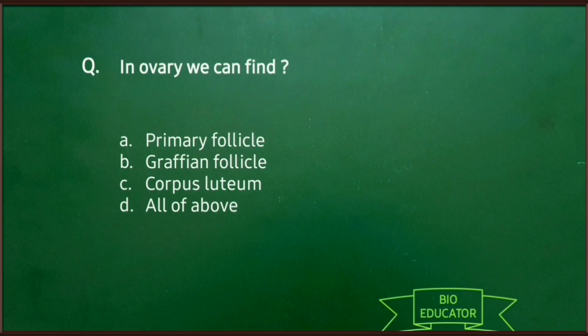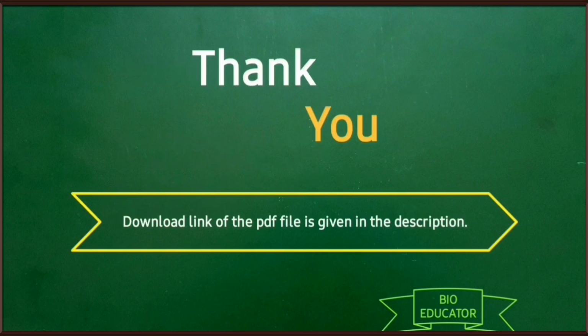The last question. In ovary we know that we can find primary follicle, secondary follicle which is Graafian follicle, and also corpus luteum which is the shell of the follicle after releasing the secondary oocyte. So all of the above is the right answer.